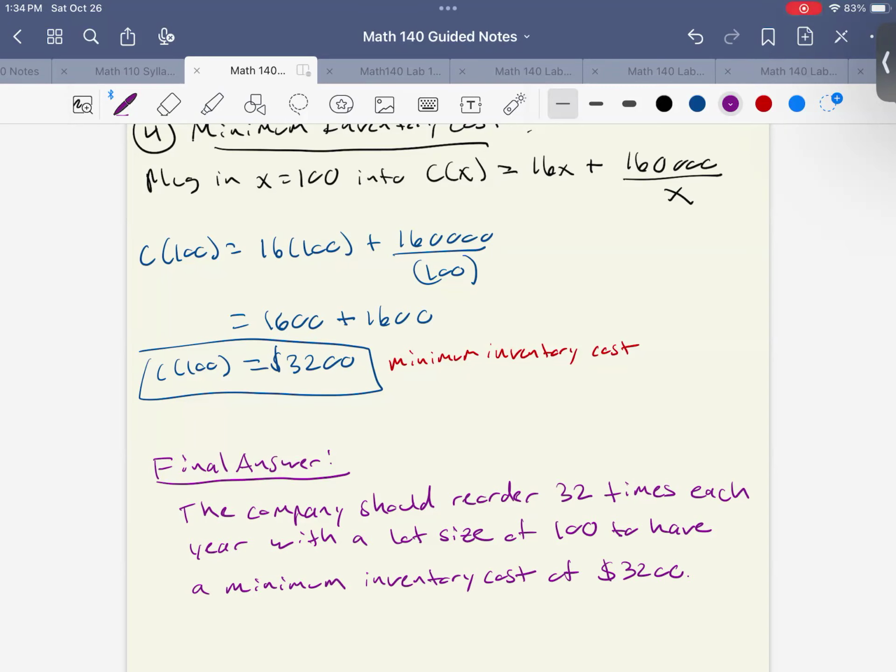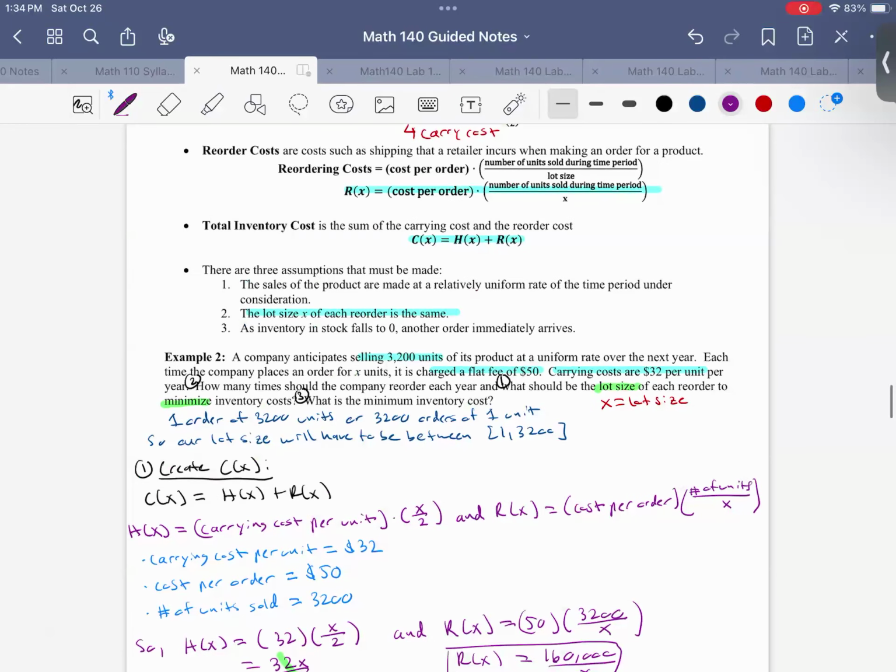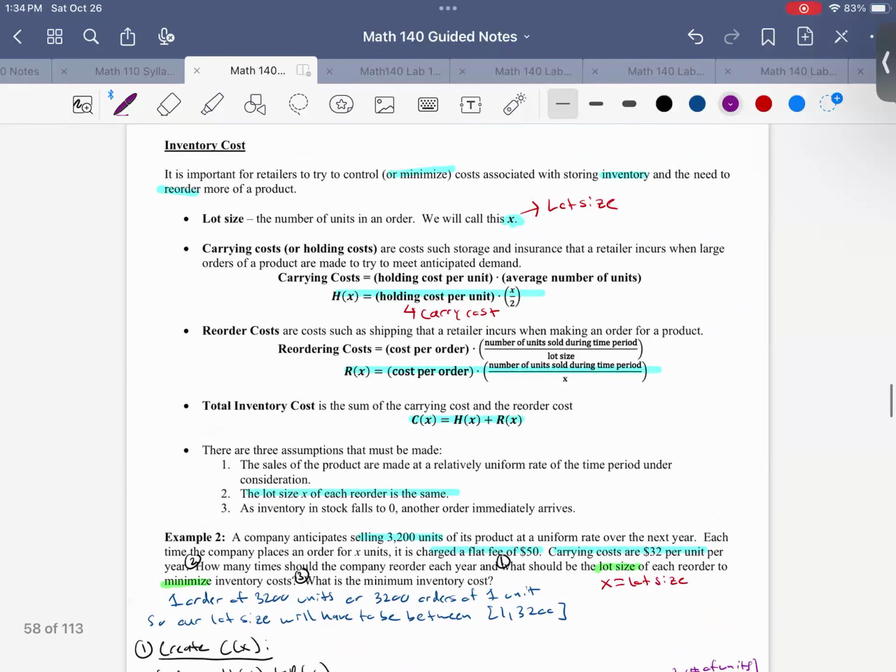Okay, and so that is how you would do an inventory cost function question given all of these parameters and using all of these formulas. Okay, so in the next video, we're going to see a way to do it a little easier with a formula, but that's it for this video, and I'll see you next time using the formula. Okay, thank you. Bye.